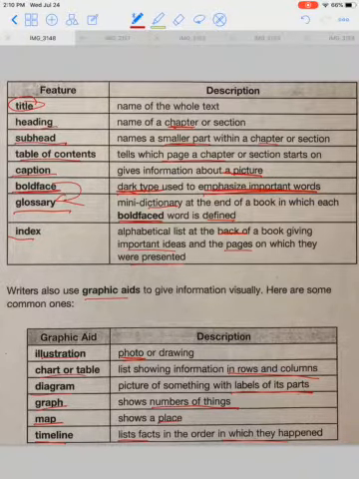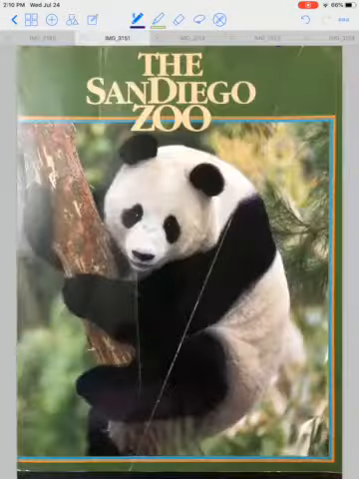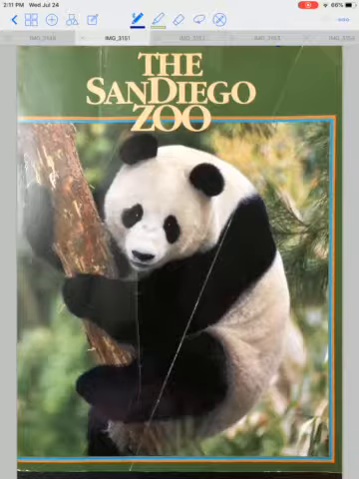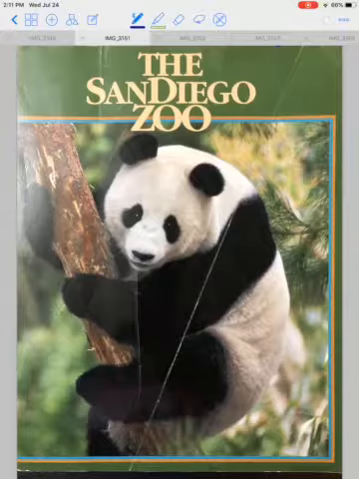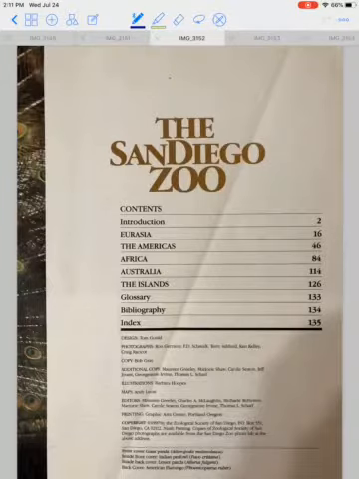All right, so let's look at a real book. This is a real place, the San Diego Zoo. So this is a nonfiction book. It is telling you all about the San Diego Zoo. So we are looking at the title here. We know already at the beginning what we're going to be learning about in this book. We're going to be learning about the San Diego Zoo. So we see here we have the title.